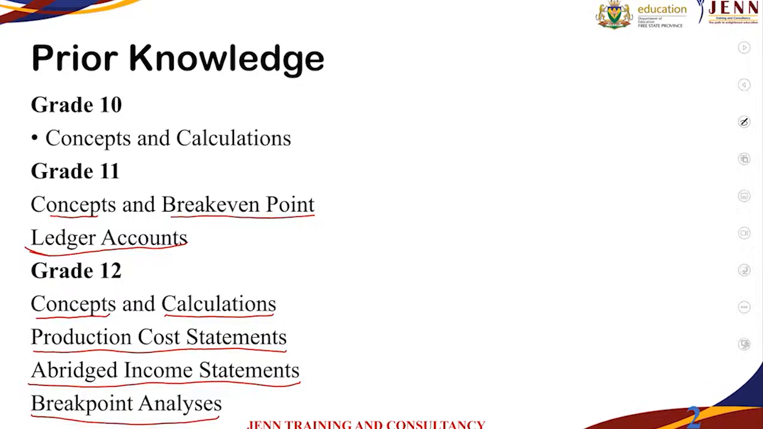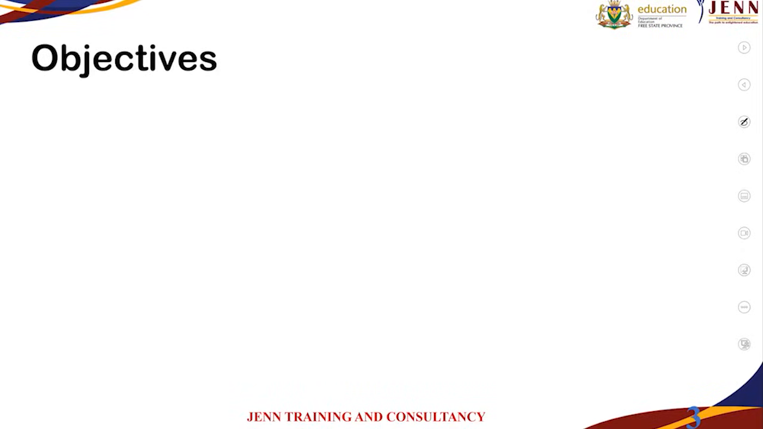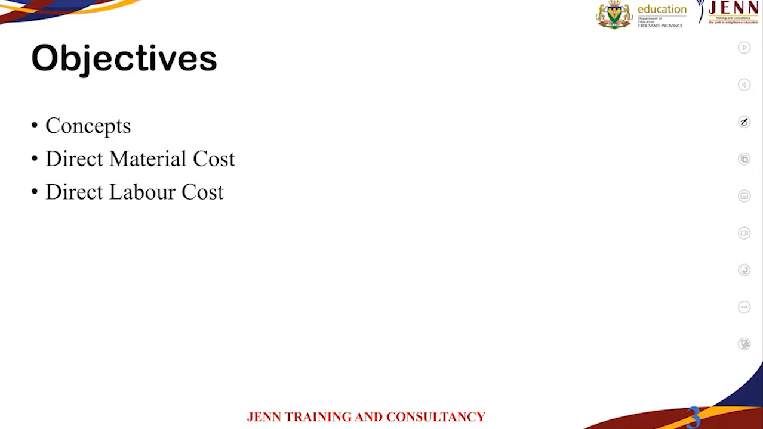However, for today, our objectives will be as follows, meaning by the end of this lesson, we want you to understand all the concepts that are related to the manufacturing business. And then we are going to do them one by one so that you can understand them. And then secondly, we want you to understand how to calculate the direct material cost. In other words, how much did you spend on the material that you're going to use to produce your product. So we are going to show you how to calculate it. And then the third one will be the direct labour cost.